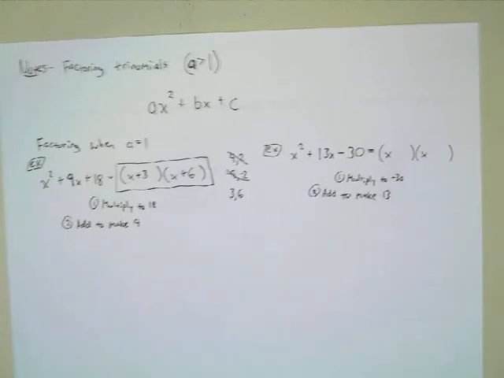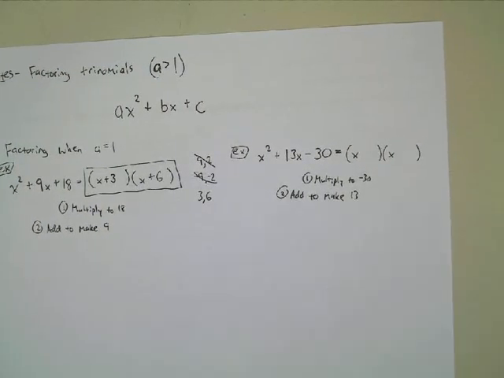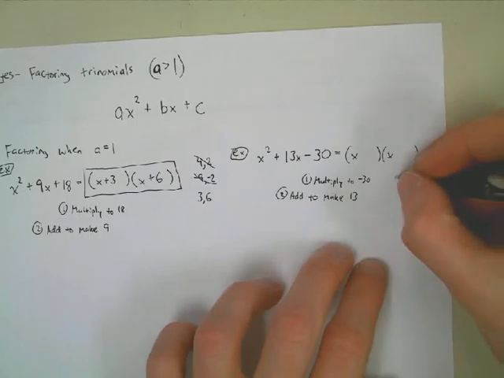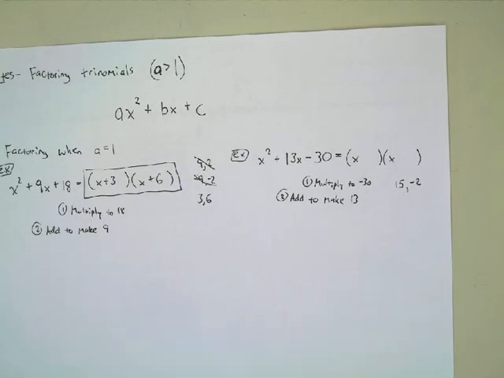So Ryan, what are two numbers that multiply to make negative 30? 15 and negative 2. That's exactly right. 15 plus negative 2, does that make 13? That's exactly what we need. So x plus 15, x minus 2.